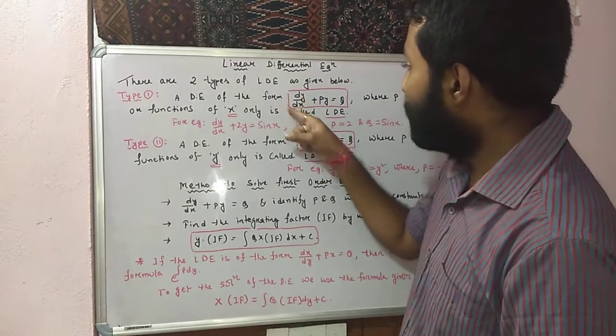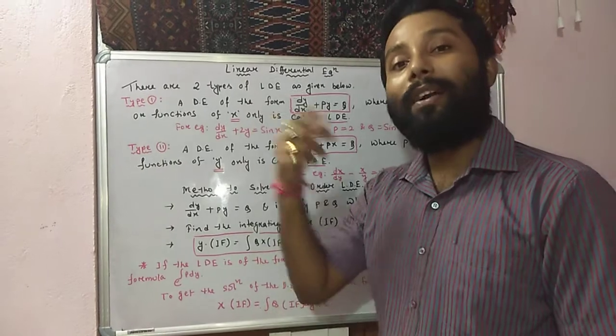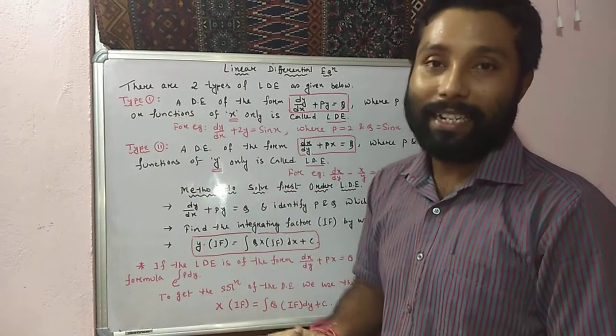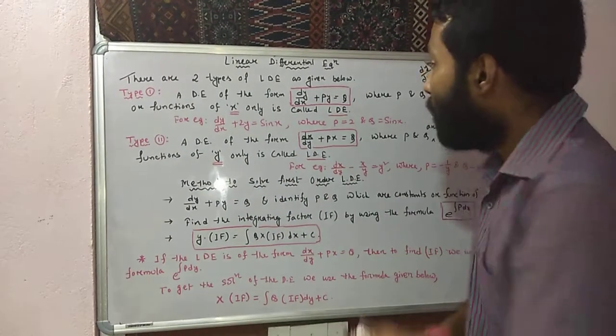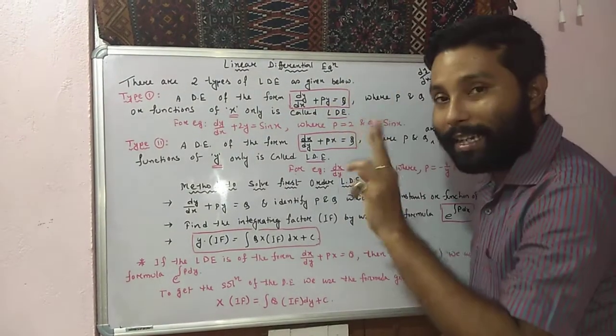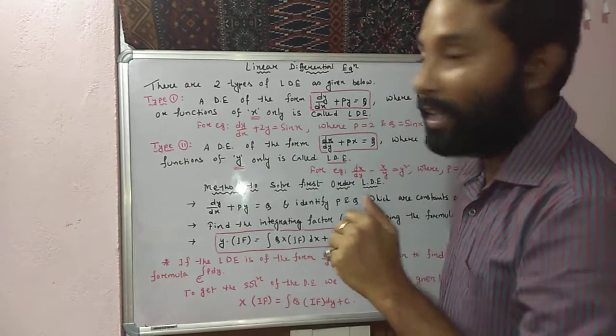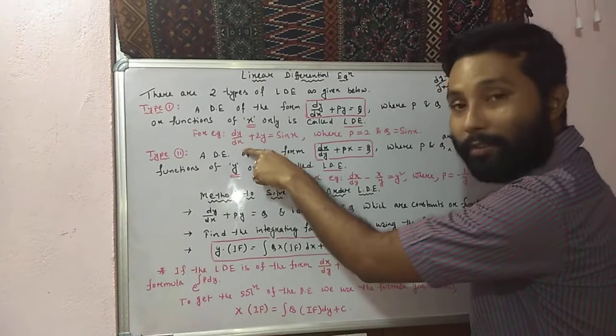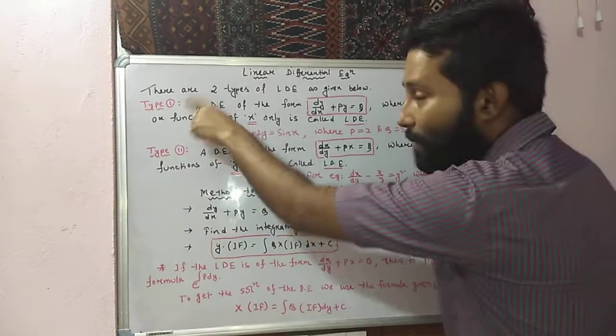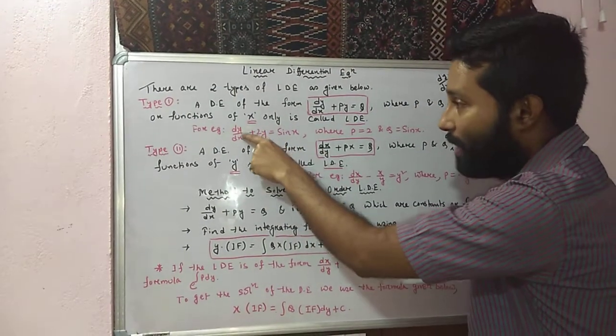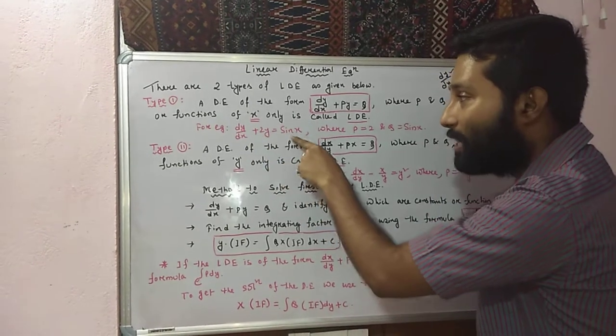यहाँ पे देख सकते हो dy by dx का पावर क्या है? 1. So that means degree 1 होना चाहिए. ठीक है, और x और y मल्टीप्लीकेशन फॉर्म में नहीं रहेगा. They do not get multiplied together. ठीक है. So for example, I have given one example also. The first type of linear differential equation, dy by dx plus 2y is equal to sin x.